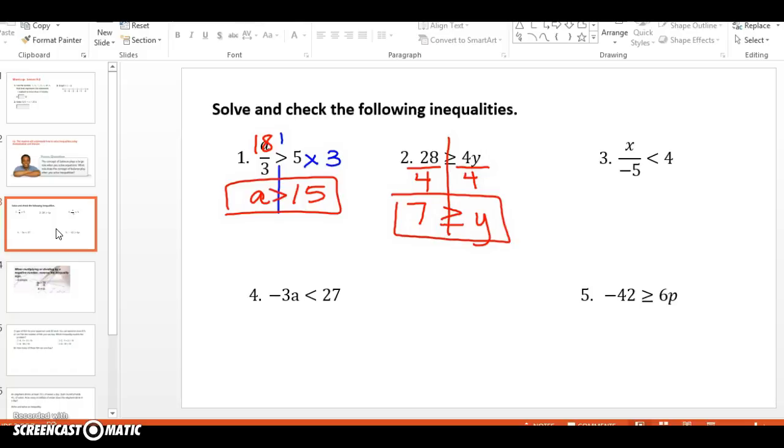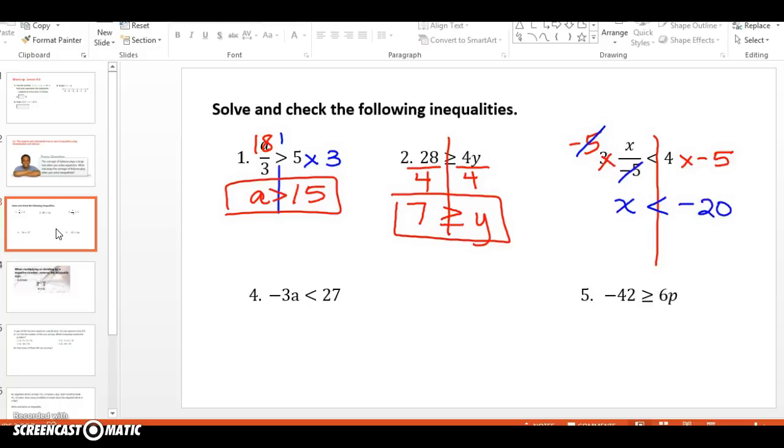All right, so let's look at this next one. How do I solve the next one? Kendall? By negative 5, right? Because we want the negative to go away also. Okay, so I start this off the same, and I'm going to multiply by negative 5, multiply by negative 5. All right, so let's see what happens here. The 5's cancel. I'm left with an x less than 4 times negative 5, which is negative 20.